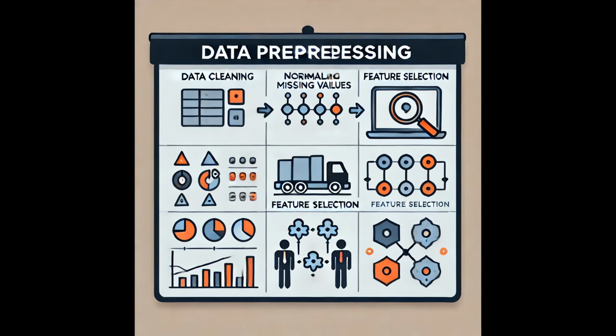The next step is data preprocessing, which involves cleaning the data, handling missing values, and selecting the relevant features. In this project, we'll also normalize the data to ensure that our model performs efficiently and accurately.